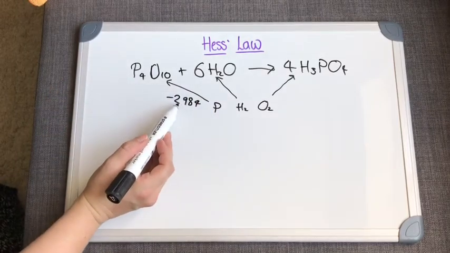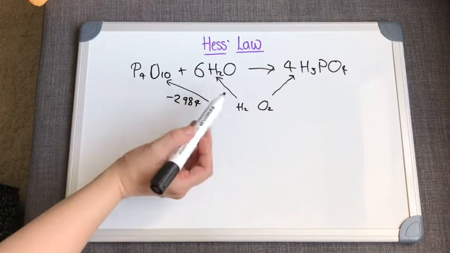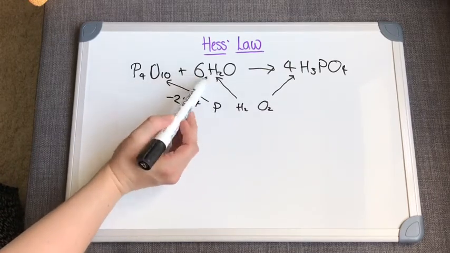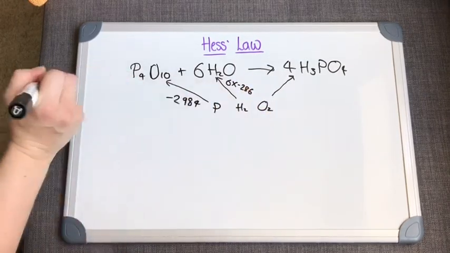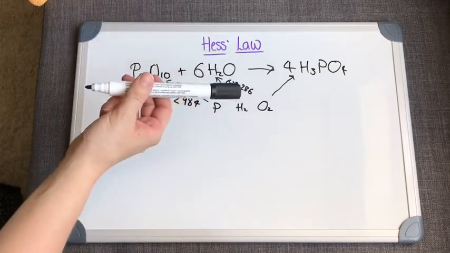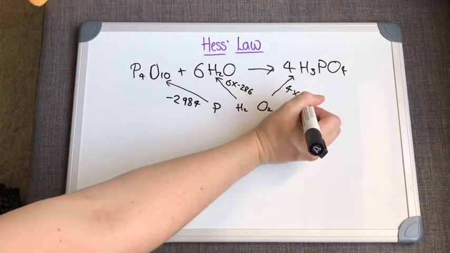So we've got minus 2,984 for the formation of P4O10. The formation of H2O in the table is minus 286, but we're forming 6 of them, so we need to take that into account here. The same over here for the phosphoric acid. The table says minus 1,267, but we've got 4 of them.